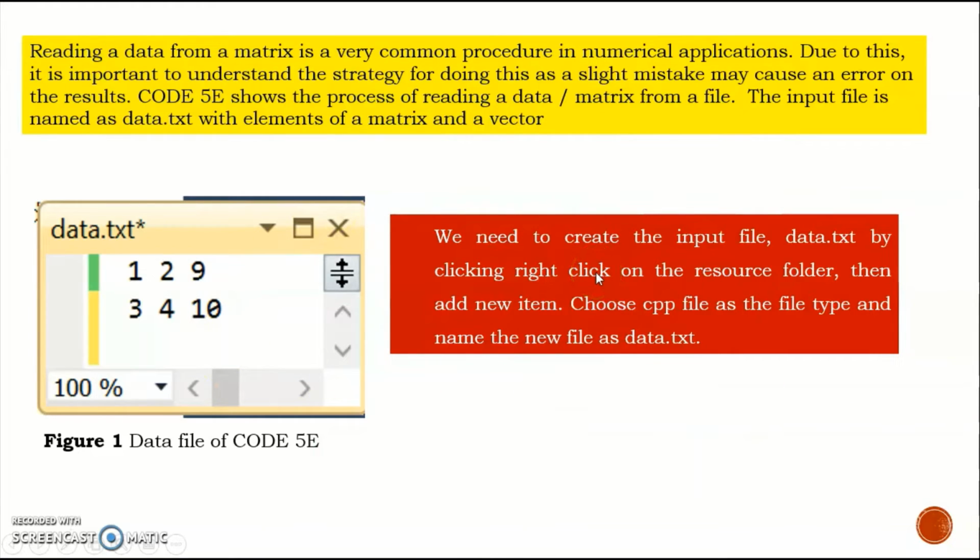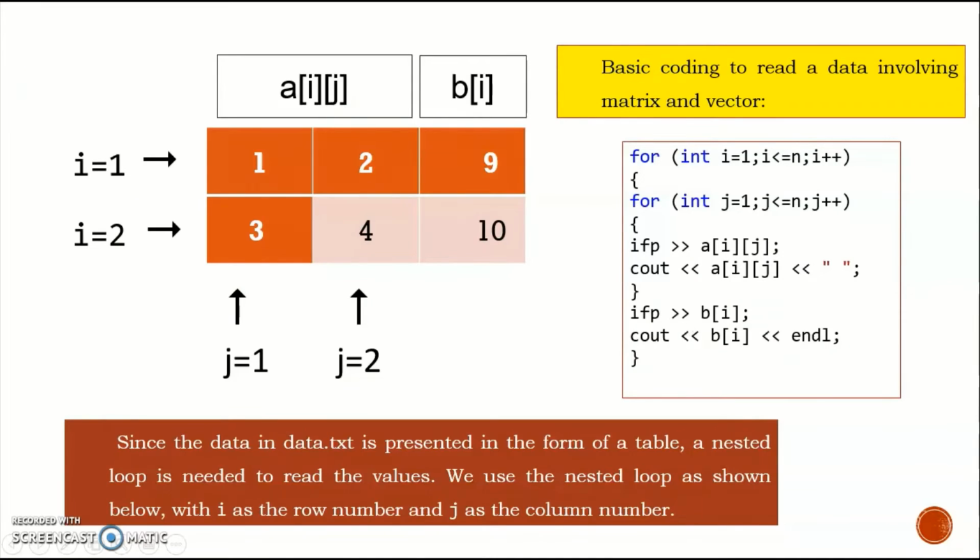Okay, so it says that we need to create the input file called data.txt by right-clicking on the resource file, then add new item, choose C++ file as the file type, and name the file as data.txt. Okay, so this is what we want to do, and then we're going to read it. To read it you need to have ifp. Okay, ifp, this is how you're going to read the matrix, from i1 ij, so i1, i2 and so on.